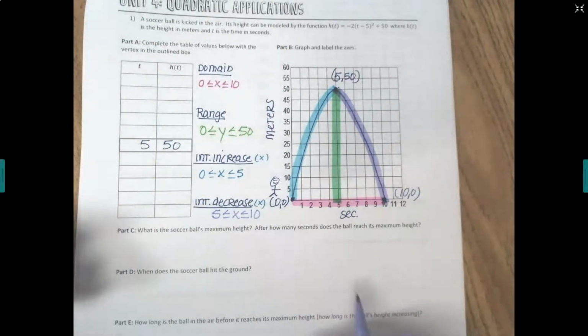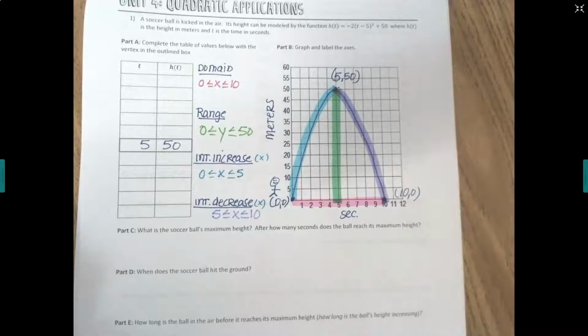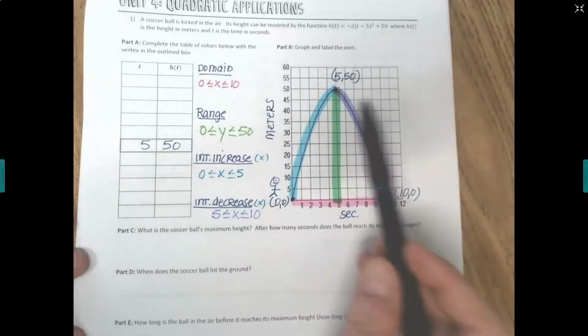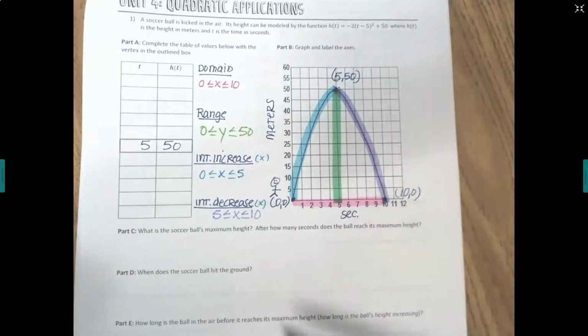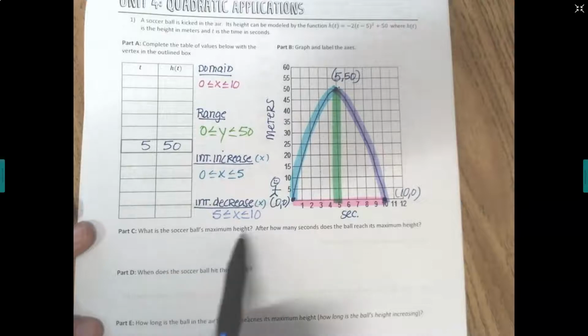All right, that hopefully will help us answer some of these questions that we've got down here. So it seems like a lot of work, but once you get in the habit of understanding where each of these is coming from, it's pretty simple. And it really helps if you'll label your points. It helps you identify the starts and stops a lot easier. So our first question here is, what is the soccer ball's maximum height?